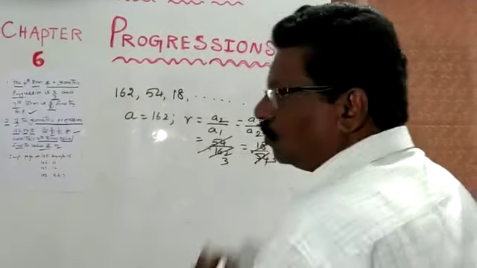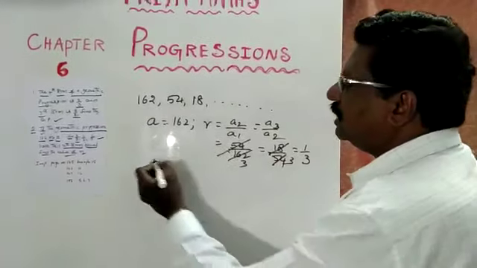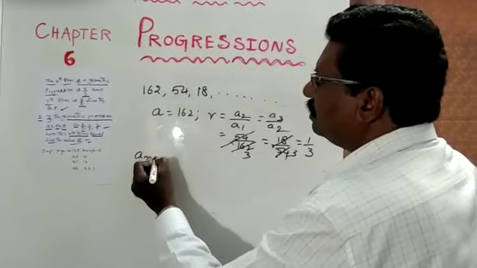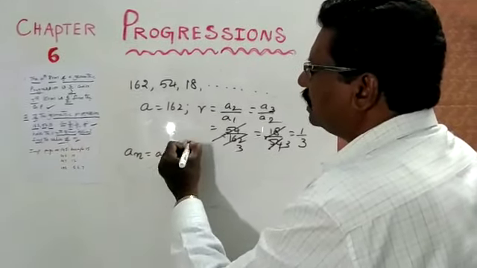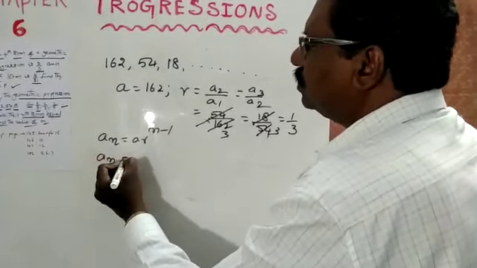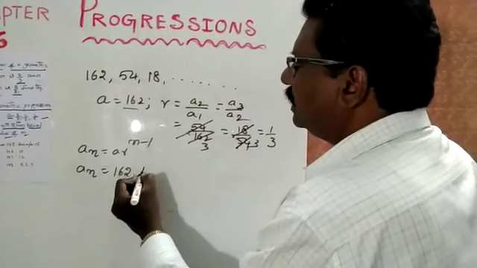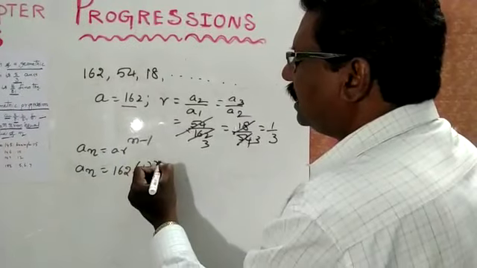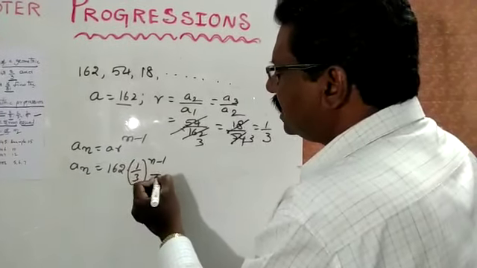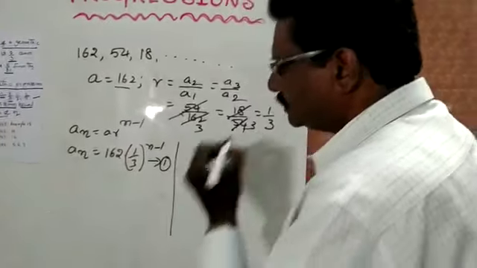R is equal to 1 by 3. So now you write the AN. AN is equal to A into R to the power n minus 1. What is the A here? 162. R means 1 by 3, whole power n minus 1. Say this is the first equation, first series.